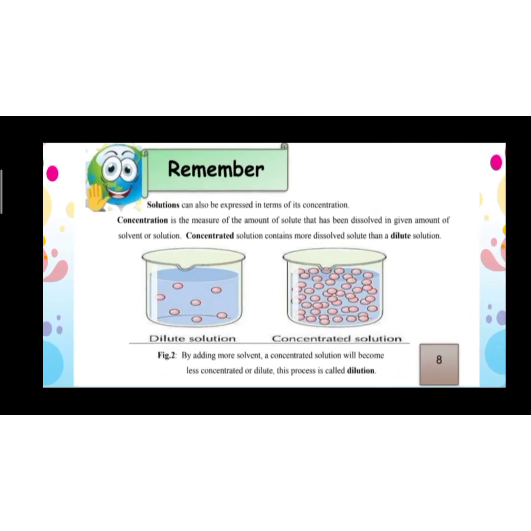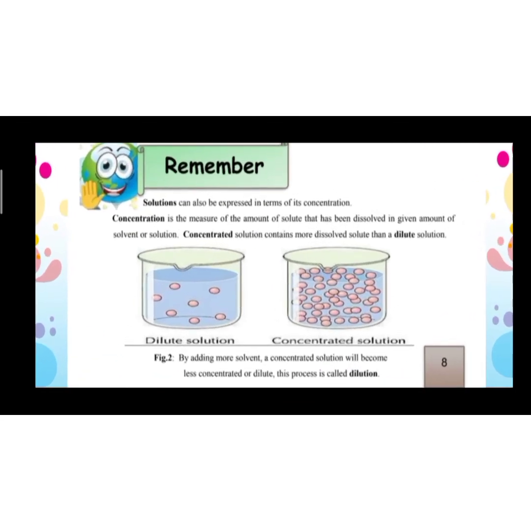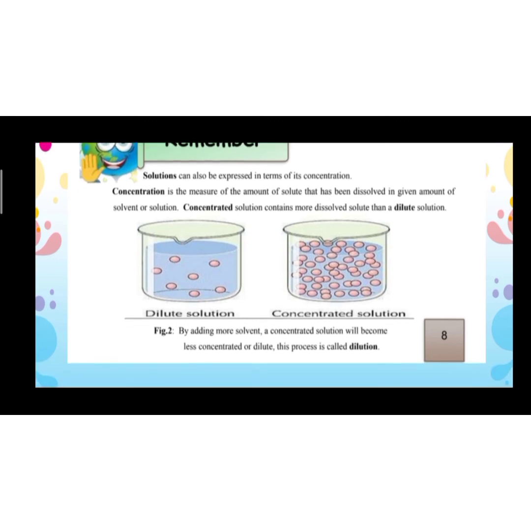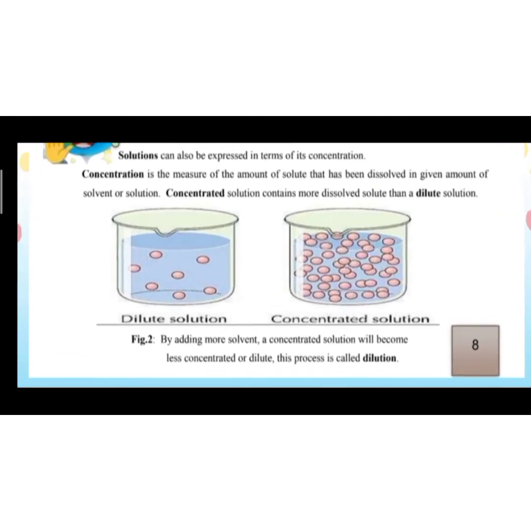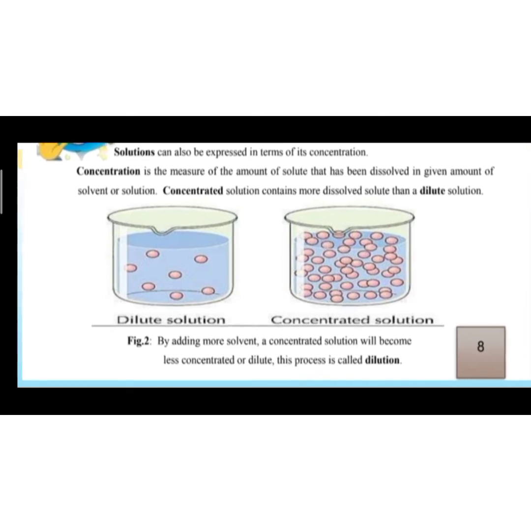Okay, remember, a solution can also be expressed in terms of its concentration. Concentration is the measure of the amount of solute that has been dissolved in a given amount of solvent or solution. A concentrated solution contains more dissolved solute than a diluted solution. So by adding more solvent, a concentrated solution will become less concentrated, or dilute. This process is called dilution.